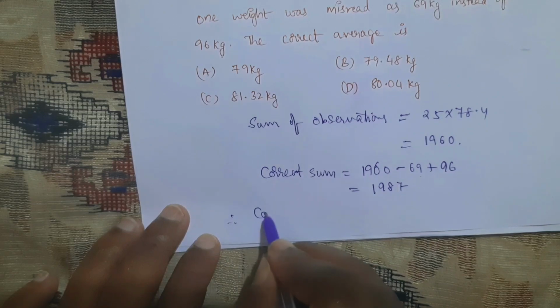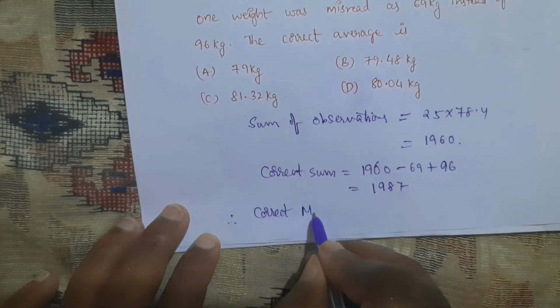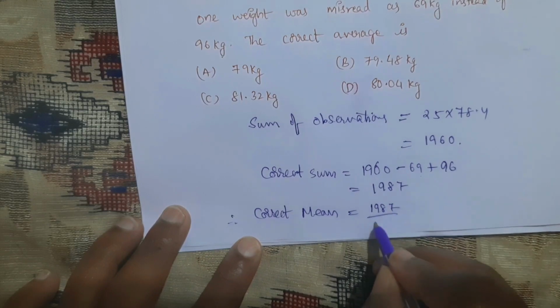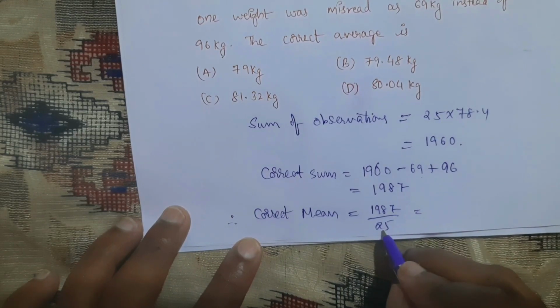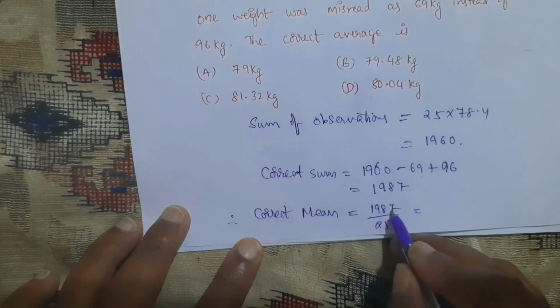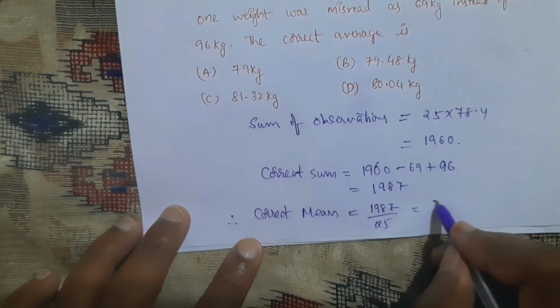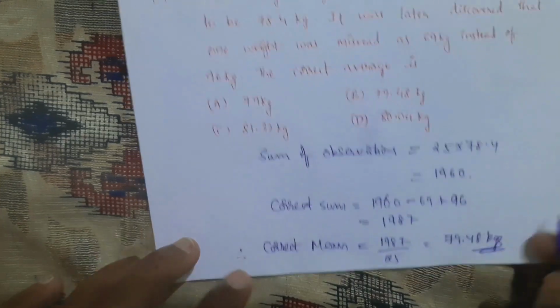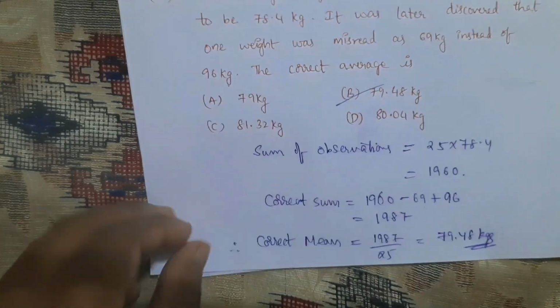Therefore, what is the correct mean? The correct mean is equal to 1987 by the total number of boys, which is 25. If you simplify this, 1987 divided by 25, you will get almost 79.48 kgs, which is option B.